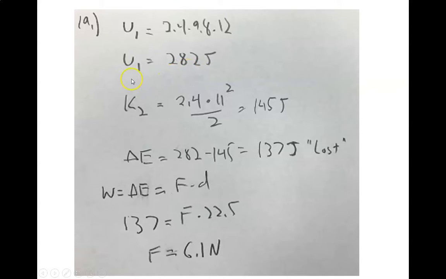At the bottom of the ramp, we don't have any gravitational potential energy, but we do have some kinetic energy. So that was 2.4 times the velocity, 11, squared, divided by 2, so 145 joules. How much energy was lost? Okay, so we lost the difference between those, which is 137 joules. So that is the change in energy. That is the energy lost due to friction, which is going to equal the force of friction times the distance that the object slid or moved.